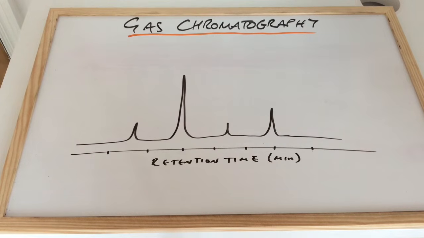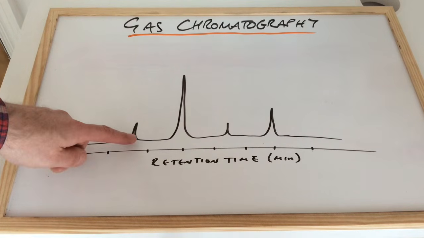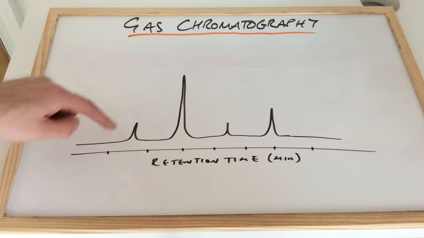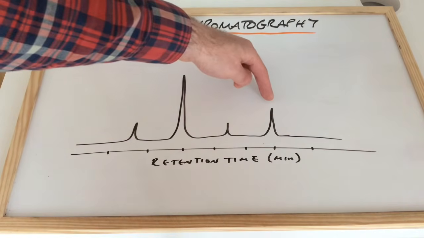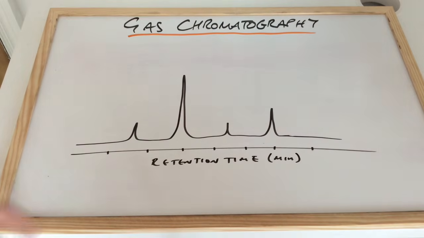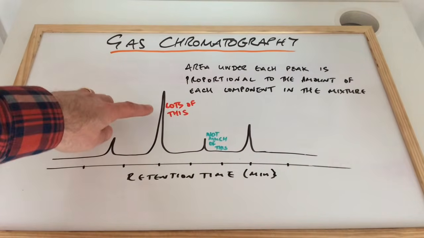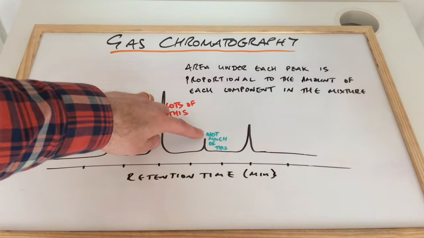You'll notice also that the peaks have different areas. So this peak here has got a much larger area than these two. That's a bit bigger than those two. And the relative peak area tells you the relative amounts of each of the substances. So we've obviously got lots of this compound here, and we've not got very much of this one here.